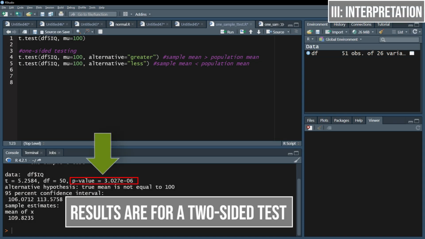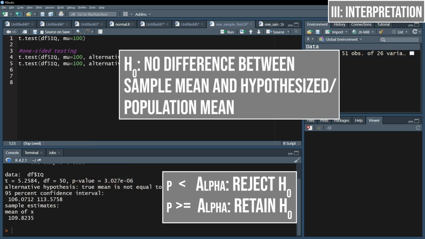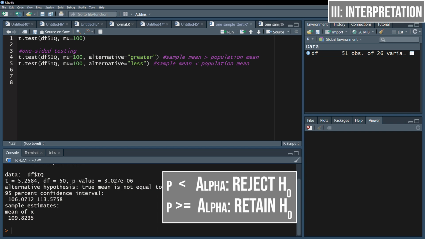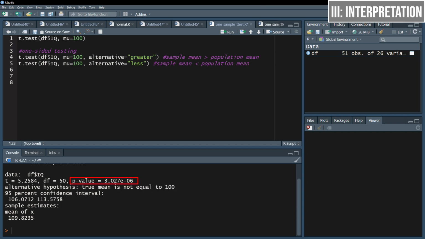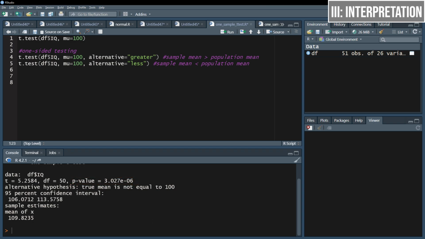If the p-value is below the predefined threshold, for example 0.05, the null hypothesis can be rejected. Reminder, the null hypothesis of the one-sample t-test assumes no difference between sample mean and population mean. In my case, I defined alpha as 0.05 and can therefore reject the null hypothesis, because my p-value for a two-sided test is 3.027 times 10 to the negative 6, so it's extremely small. My sample mean is therefore different from the population mean. If I did a one-sided test for a larger sample mean than the population mean, I could certainly see that result as well. The p-value would be half of what I see in the two-sided test.